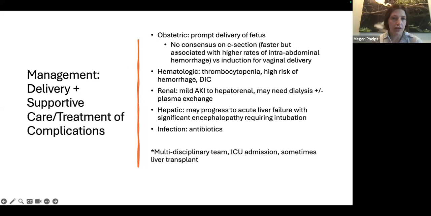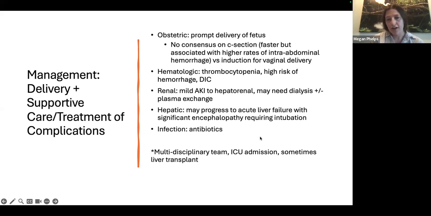There are a lot of hematologic complications: thrombocytopenia, hemorrhage, DIC. Renal complications can range from an AKI to full-blown hepatorenal syndrome with a need for dialysis, plasma exchange. They could have acute liver failure. They could also have encephalopathy leading to coma or requiring intubation. They can get infected and need antibiotics. In my medicine-type brain, I think of a lot of things related to complications of cirrhosis in a non-pregnant person that you would also be dealing with in this situation.